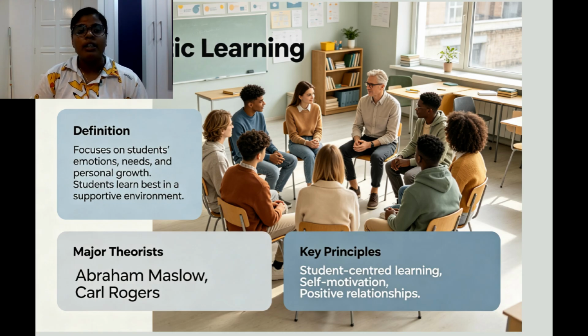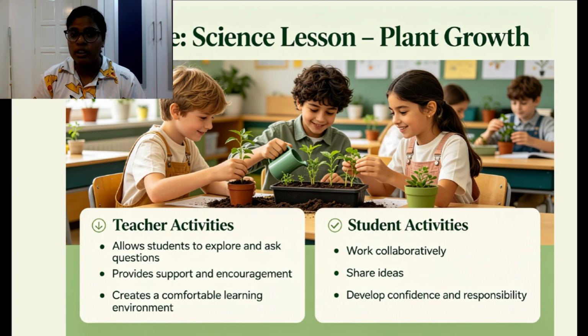Humanistic learning can be seen in many classroom situations. For example, during a science lesson about plants, instead of giving students detailed instructions for every step, the teacher allows students to choose the plants they want to grow. Students work together, observe the growth of their plants, record their findings, and share their experience with the class. The teacher provides guidance whenever necessary, but allows students to take responsibility for their learning.